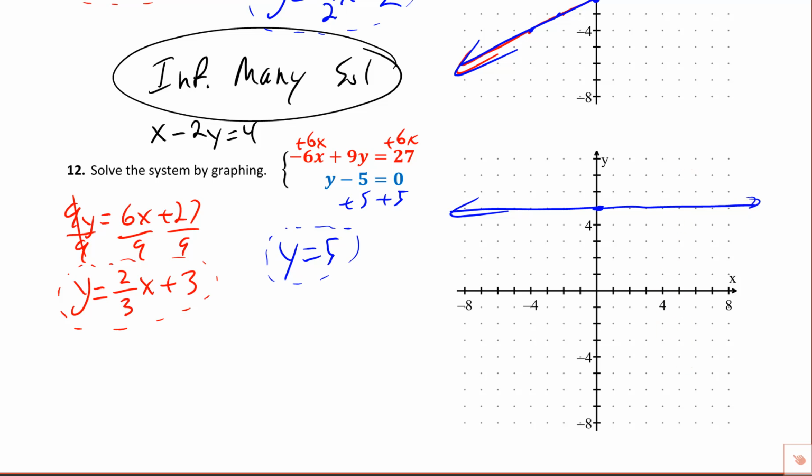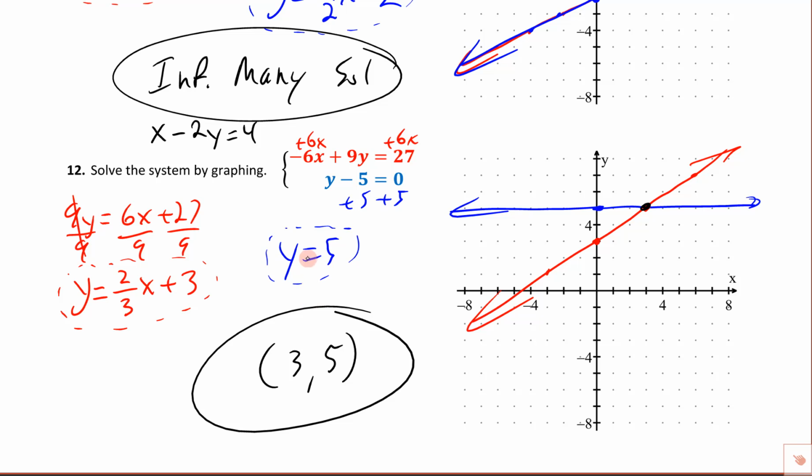And then the red one looks like this. It crosses at 3, positive 3, and the slope is 2/3. So we're going to rise 2 and run 3, and there we are right there. Now I'm just going to do one more over here and one more over here because I know we've got that point where they cross. We're just going to make this look good. I'm going to put a big fat dot right there, and notice what we've got. That point is over 3 and up 5.